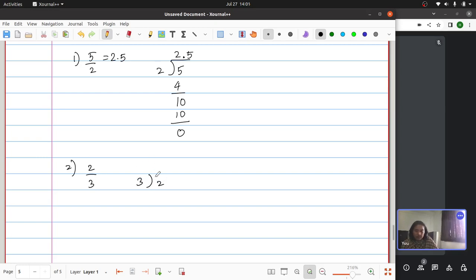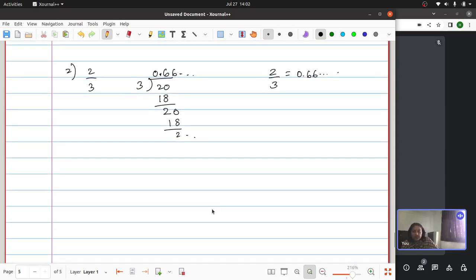So, 3 is greater than 2. So, this is 0.20. The largest factor is 6. So, that is 3, 6 are 18. 2, again you put a 0, and so this keeps continuing, right. So, 2 by 3 is 0.666, and so on. We'll look at one more example.